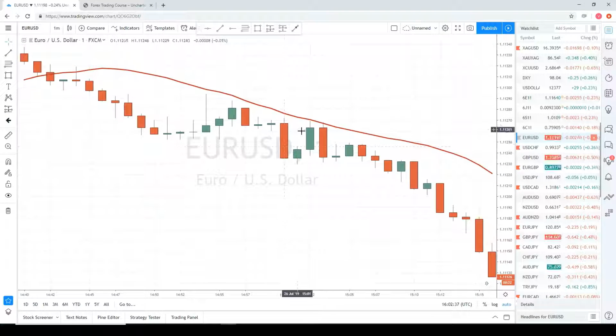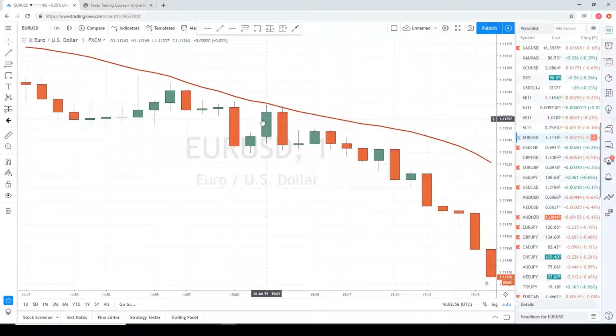And again, green is generally associated with price going up, red is associated with price going down. You can choose whatever colors you want for your candles, but you always see green and red because, again, green is associated with price going up, and red with price going down.